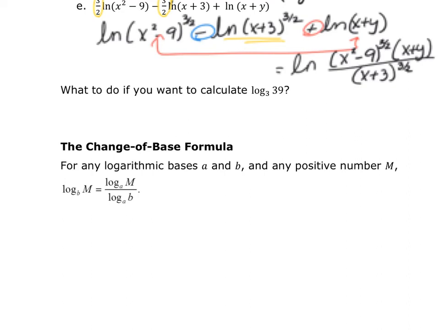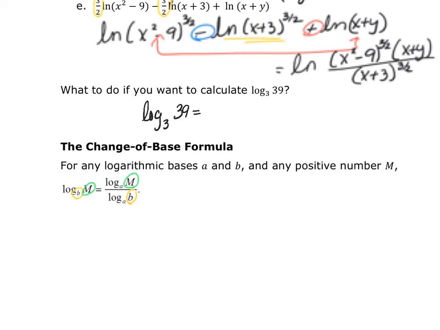So if I have the log base b of m, then I can write the log base b of m as the log base a of m over the log base a of b. And you're thinking, why would I do that? Well, if I go back up to my example up here, if I'm trying to evaluate the log base 3 of 39, as long as my bases are the same, I can bust that apart with a change of base.